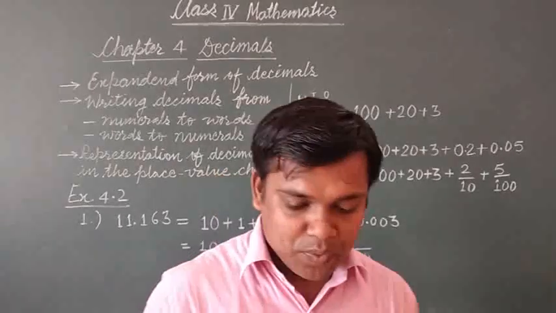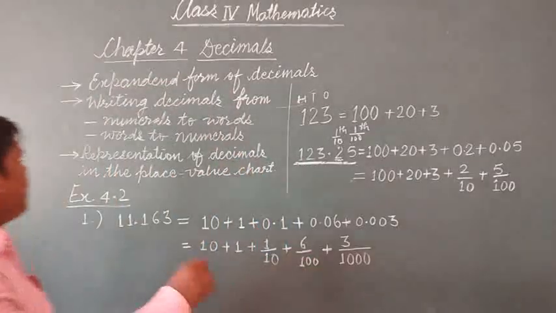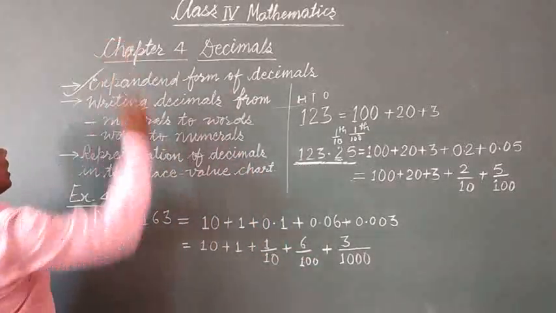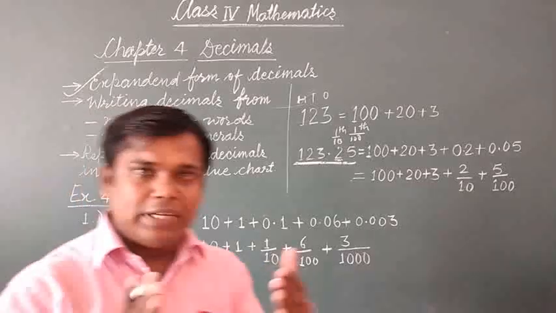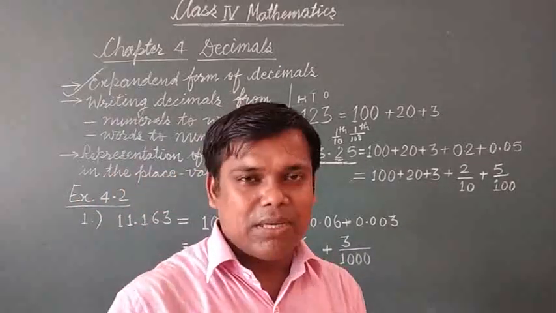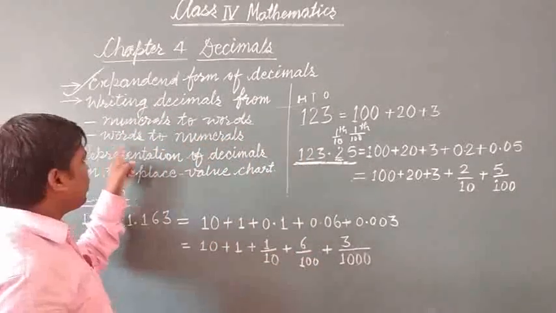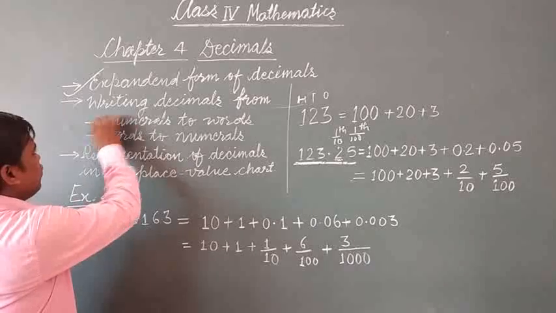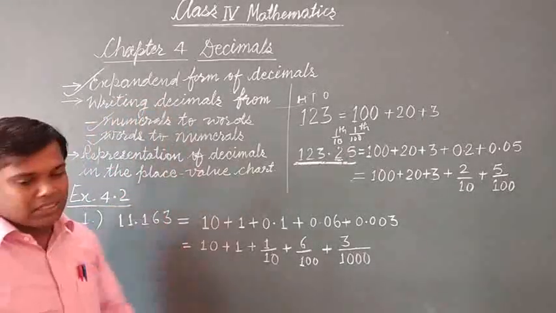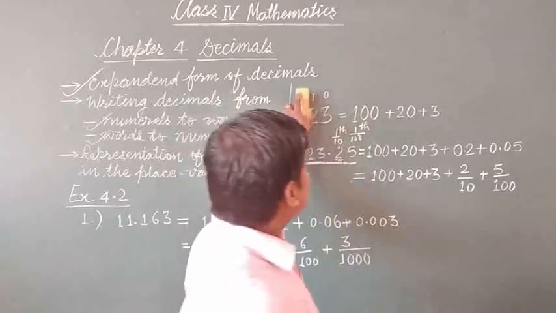4.2 of your book. I hope you understood how to write the expanded form of decimals. The next topic we have to read is writing decimals from numerals to words and words to numerals. So try to understand with the help of an example.